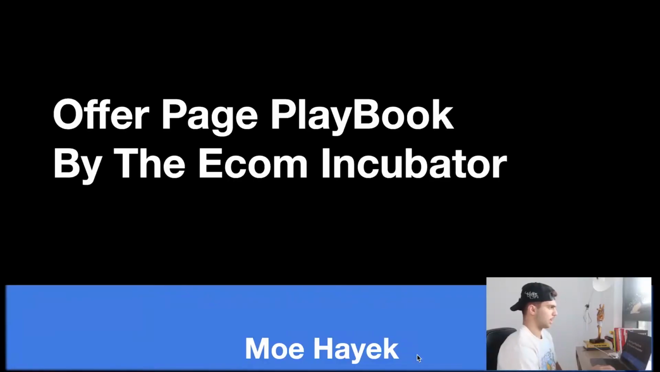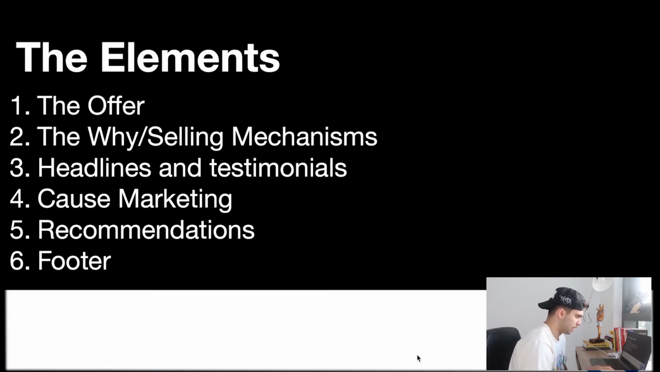So without any further ado, let's dive right into my screen. Again, this is the offer page playbook by the Ecom Incubator, and obviously myself. You see my name there, I don't have to repeat it. Now, in this playbook, what we're going to be covering is the 6 elements you see on the screen. Number 1 is going to be the offer, the why, the selling mechanisms. We'll dive into that later on. Headlines and testimonials, the cause marketing, recommendations, and the footer.